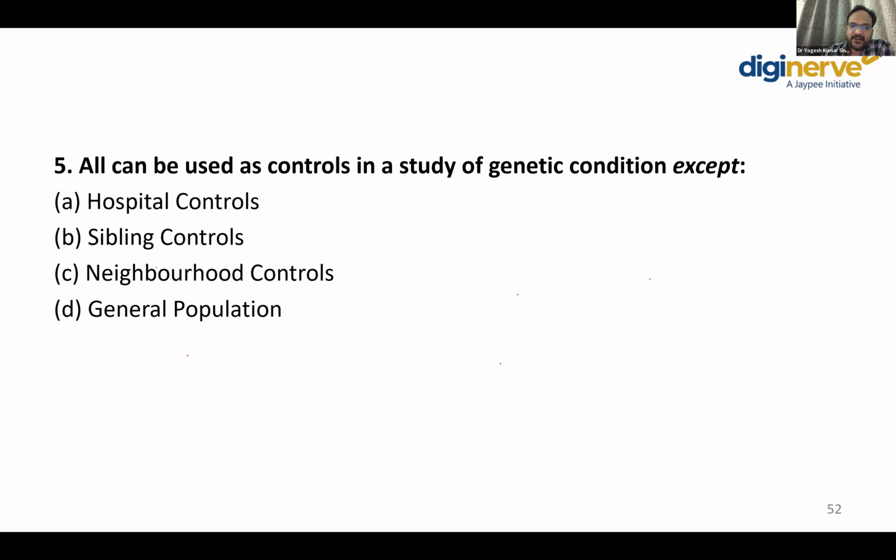Answer is correct. Next: all can be used as controls in a study of genetic condition except. So if we are doing a study on a genetic condition, all can be used except: hospital control, sibling control, neighborhood control, and the general population. If we are taking siblings, we cannot take siblings in the genetic condition. You know why? Obviously, we cannot take siblings as the control. So we will not be able to do matching. Okay. So here is the problem.